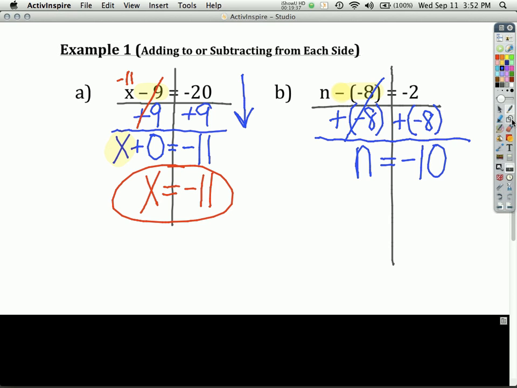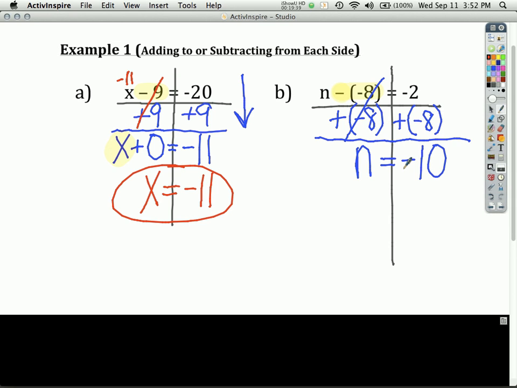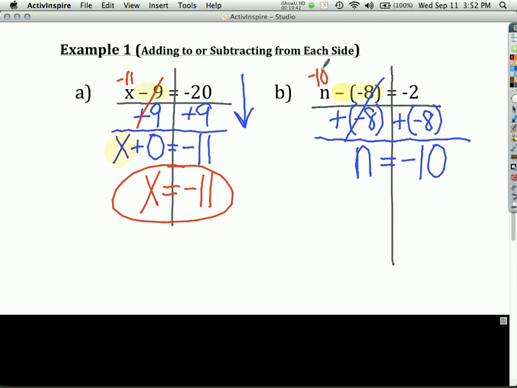Before I once again pat myself on the back, I'm going to do a mental check. Does negative 10 minus negative 8 equal negative 2? Well, let's see. Keep, change, change. So that's negative 10 plus 8. So I do get negative 2.